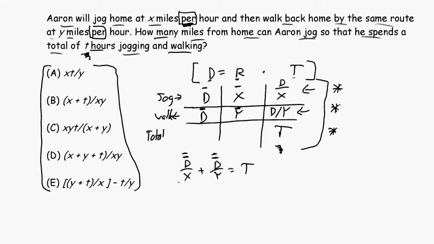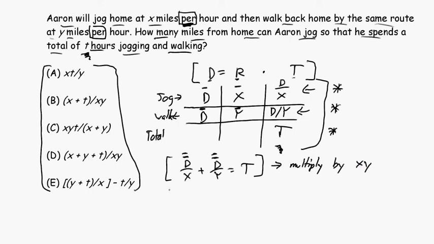Just for the heck of it, I'm going to show you how to solve this because there's a little trick. When you have fractions like this, you can always just multiply through by a common denominator. Anytime I have an equation with fractions, I'm going to multiply each term by a common denominator. And I'm going to multiply each term by xy.